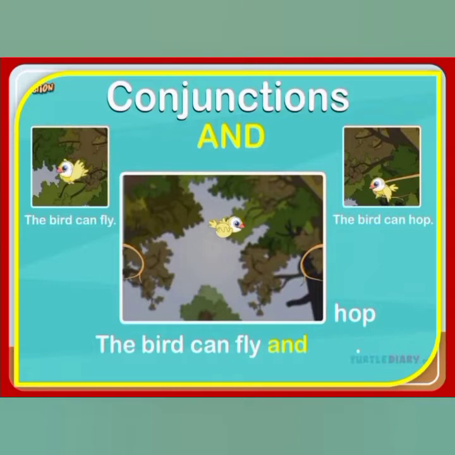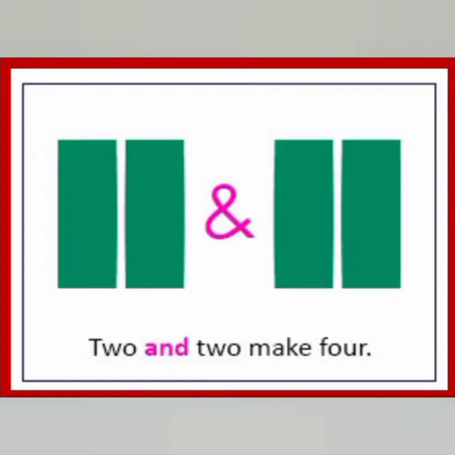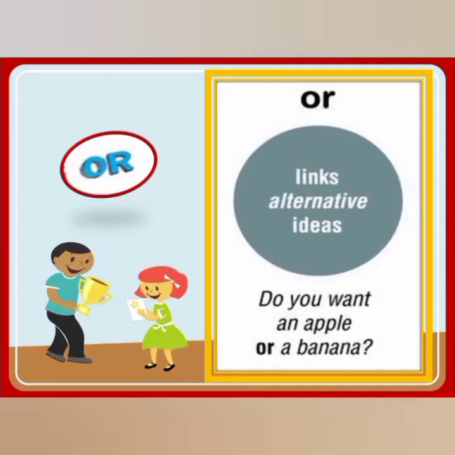Now let's move ahead. Here again we have another example. 2 and 2 make 4. I hope the concept of and conjunction must be clear to you now. The next conjunction to learn about is or.